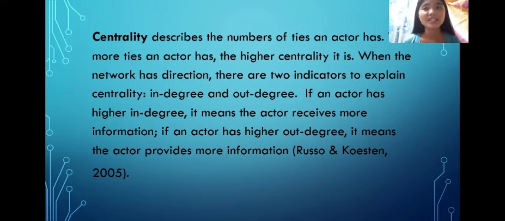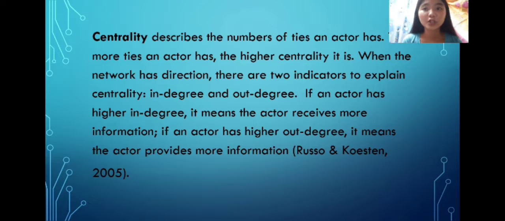When the network has direction, there are two indicators to explain centrality: in-degree and out-degree. For example, if actor A comments on actor B, then the direction between them is A pointing to B. So out-degree can be used to describe actor A because it is the one who commented. And in-degree can be used to describe actor B because it is the one who received comments.